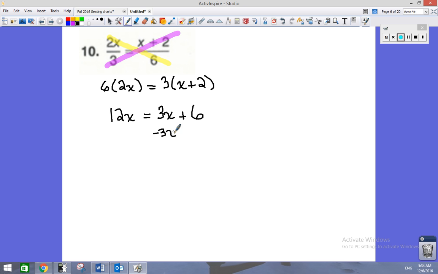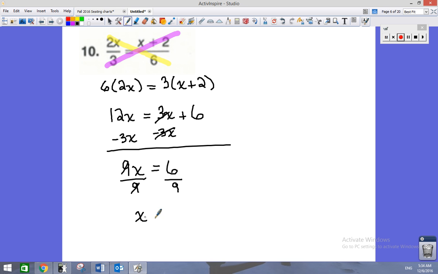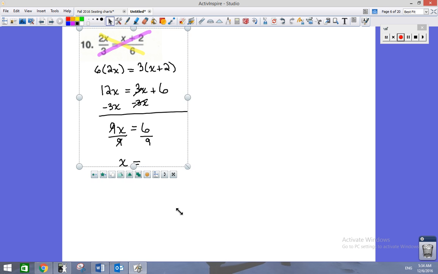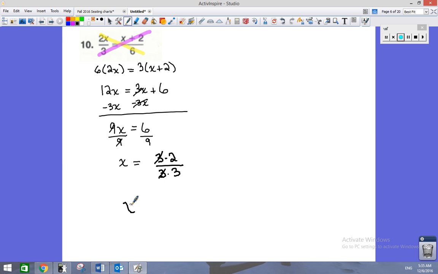Let's subtract 3x from each side to get the variables on the left hand side of the equation and the numbers on the right hand side. 12x's take away 3x's leaves us with 9x's. The 3x minus 3x cancels. Divide each side by 9. 9 divided by 9 is 1. Recognize that 6 and 9 share a common factor of 3. We can think of 6 as 3 times 2, and 9 we can think of it as 3 times 3. These common factors cancel. 3 divided by 3 is 1, and we get 2/3.